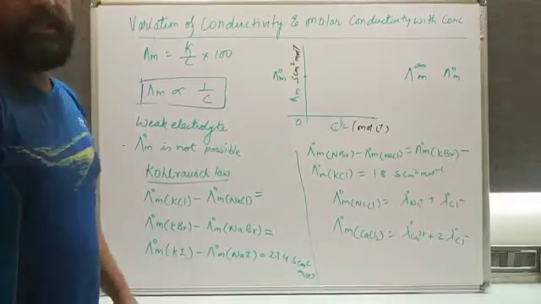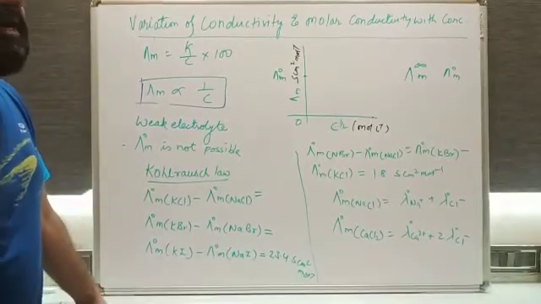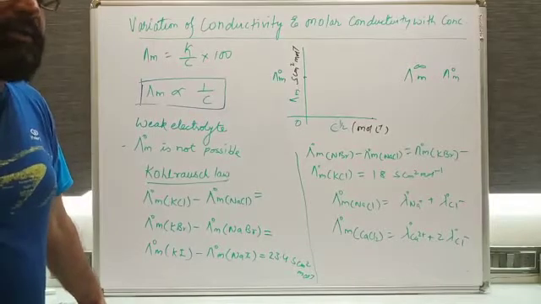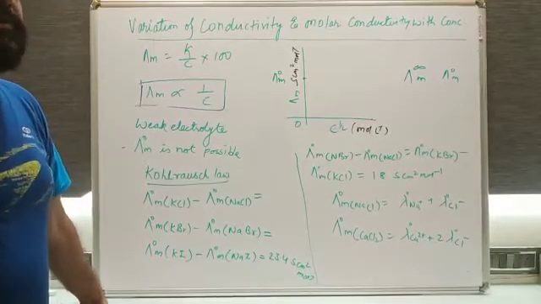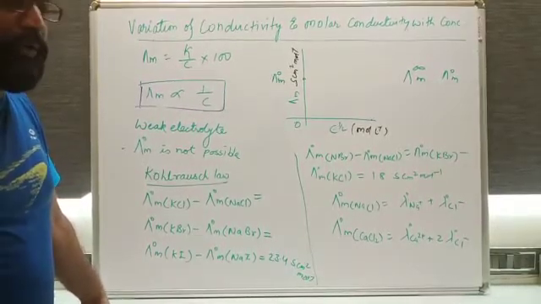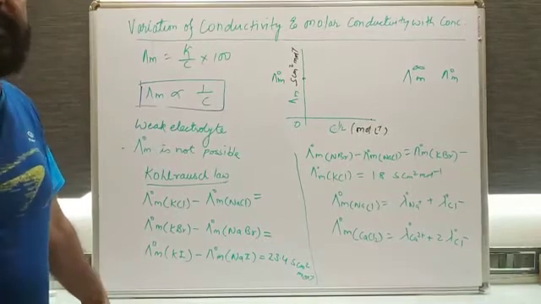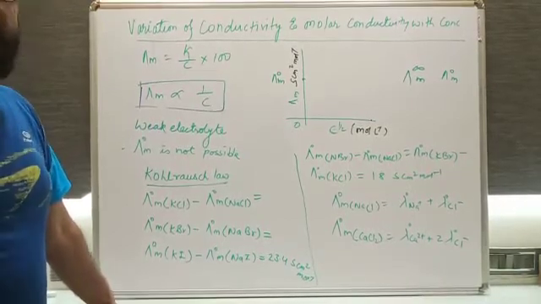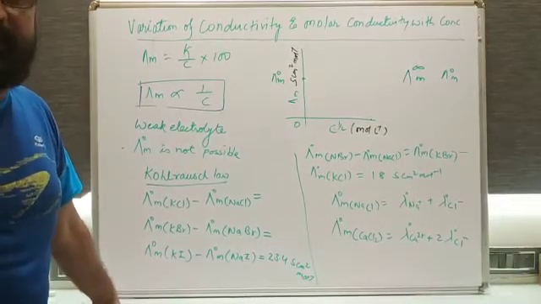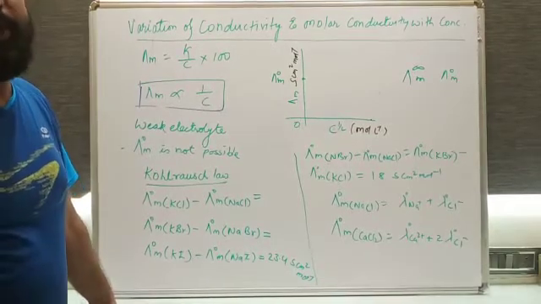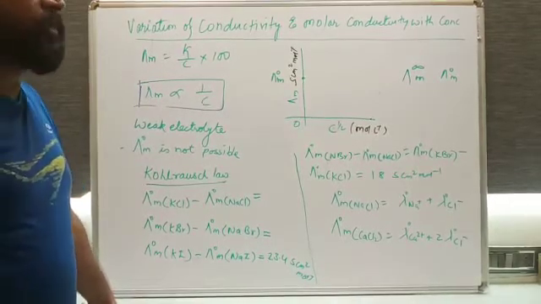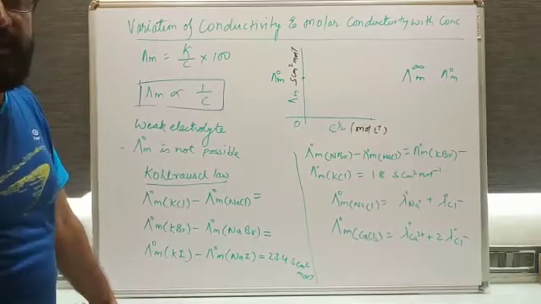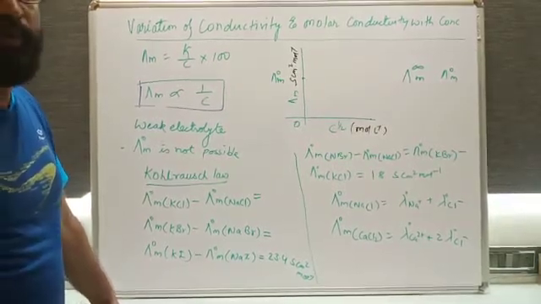Right, now the next thing is for the weak electrolyte. You know that weak electrolyte means the dissociation is less. Dissociation is very low. So whenever you are diluting it, the dissociation will continue. Due to this, the limiting molar conductivity of the weak electrolyte is not possible to find directly. So if you want to find the limiting molar conductivity of the weak electrolyte, what to do? Is it clear?